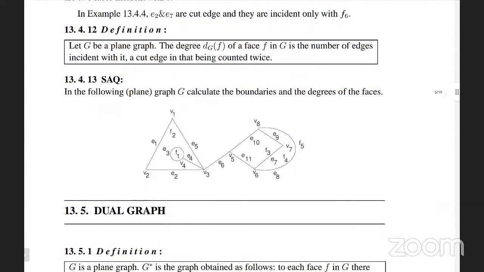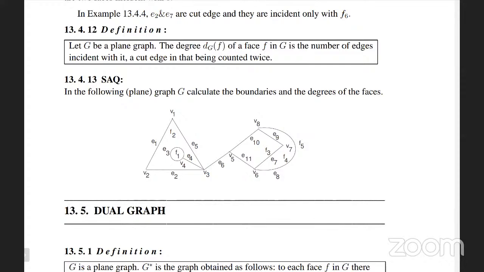Next, coming to the planar graph G, whose edges are not repeated. If I observe degrees, the degree of a face F in G is the number of edges incident with it, and a cut edge is counted twice. The degree of the face F in G is the number of edges incident with it, and cut edges are counted twice. Double it will be counted.